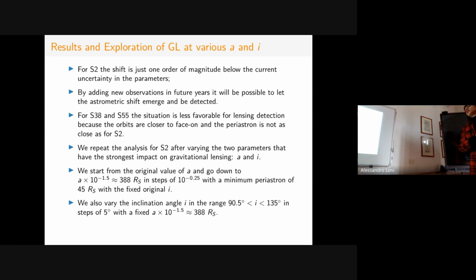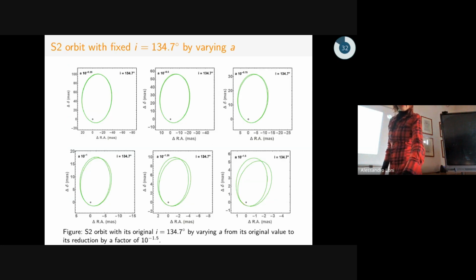We take the real parameters for S2, and we vary the two main parameters affected by the gravitational lensing, which are the semi-major axis and the inclination. So the first simulation is starting from the real value of the semi-major axis, and we reduce the semi-major axis. So basically, we put the star closer to the black hole. And the second simulation is the variation of the inclination angle, starting from 90 degrees, arriving to the real value of the inclination of the orbit, in order to see what happens.